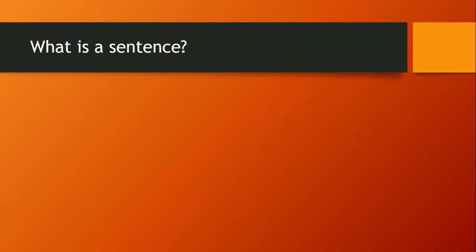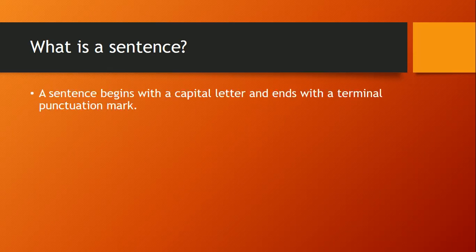Okay, let's review by looking at what a sentence is. We talked about this before, so we should know it pretty well. A sentence begins with a capital letter and ends with a terminal punctuation mark, like a period, exclamation point, or question mark, but that's not all that a sentence needs. It has to have a blank and a blank. Pause if you need to. Okay, you remember. It has to have a subject and a verb, or a subject and a simple predicate. It's got to have those two things.